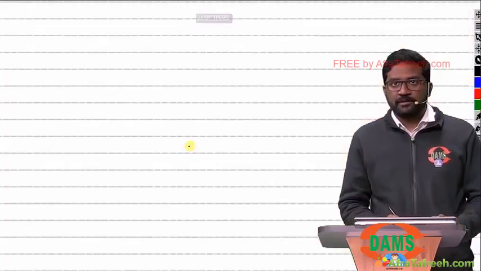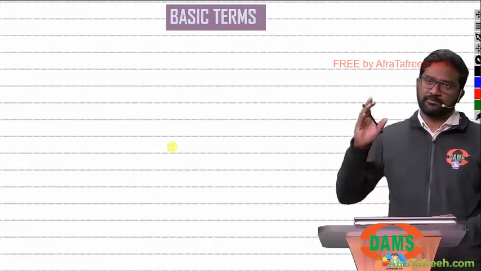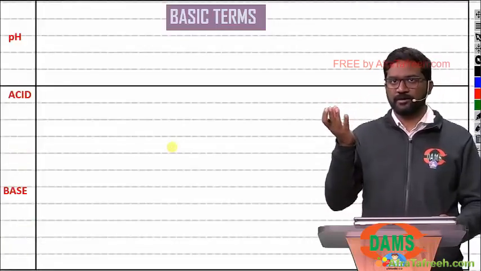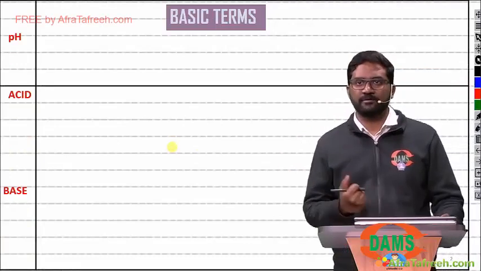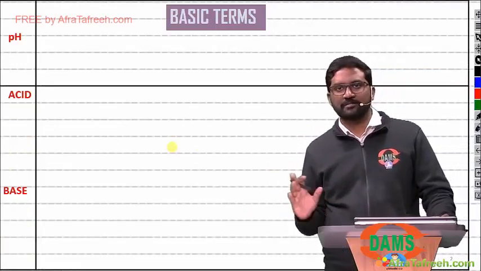First, let us see the basic terms. To understand ABG, you should know simple chemistry. What is pH, what is acid, what is base. And mathematics, addition, subtraction, multiplication, nothing more than that.